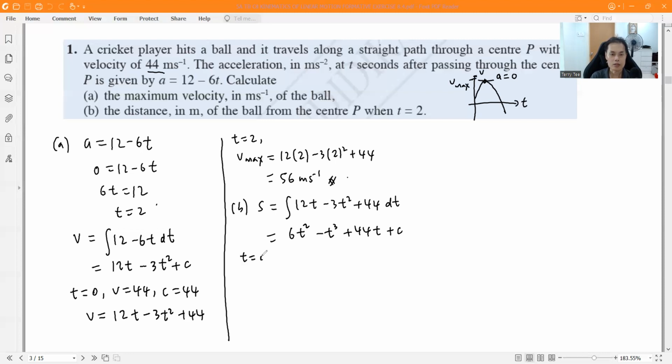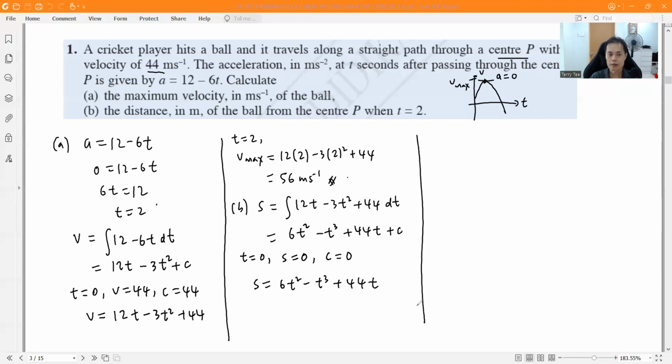When t is 0, what is your s? Because the ball starts to move from center P, and normally we say O, but in this case they refer to P as your starting point or your origin. So your s is also 0, therefore your c is 0. So my displacement function is 6t squared minus t cubed plus 44t.